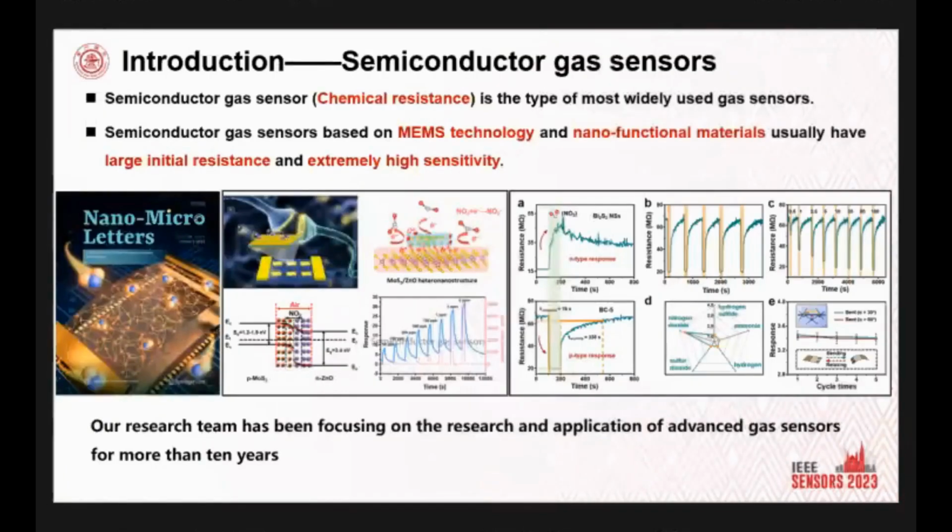Our research team has been focusing on the research and application of advanced gas sensors for more than 10 years. Among many types of gas sensors, the chemiresistive type, also known as the semiconductor gas sensor, is one of the most widely used. Semiconductor gas sensors, especially those based on MEMS technology and nanofunctional materials, usually have large initial resistance and extremely high sensitivity.